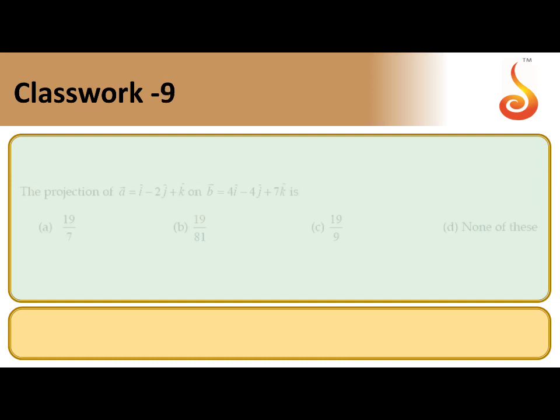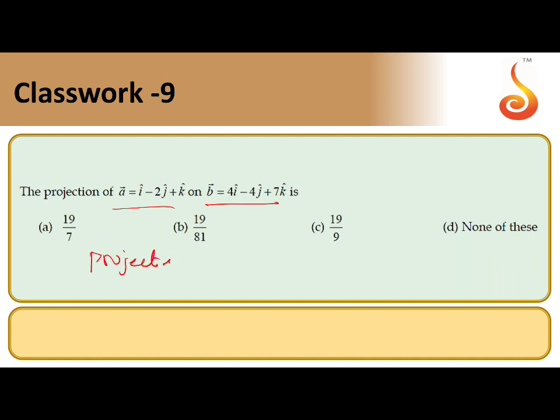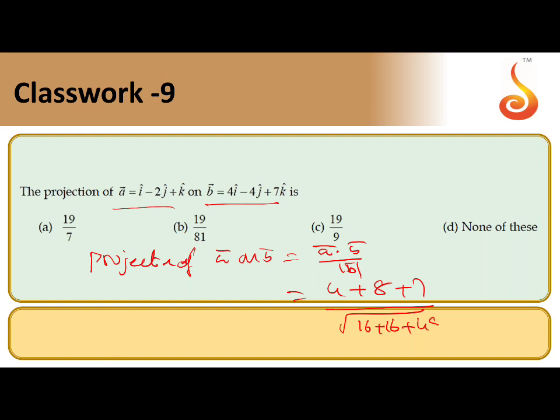The next question. The projection of a vector on another vector. We have a formula. Projection of A bar on B bar is A bar dot B bar by modulus B bar. So take A bar, already there, B bar is there. Dot product: 4 minus 8 plus 7. The whole divided by root over modulus B square: 4 square 16 plus 16 plus 49.